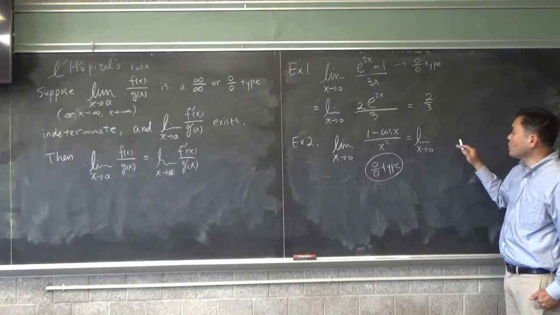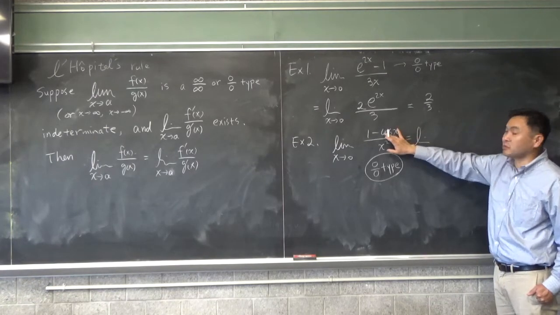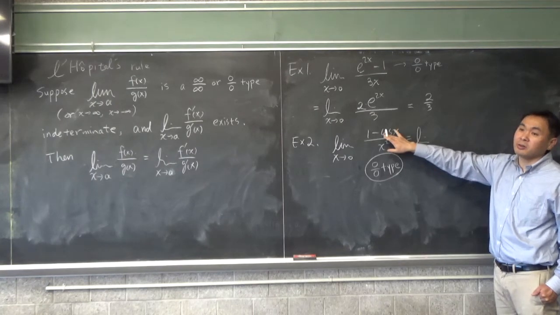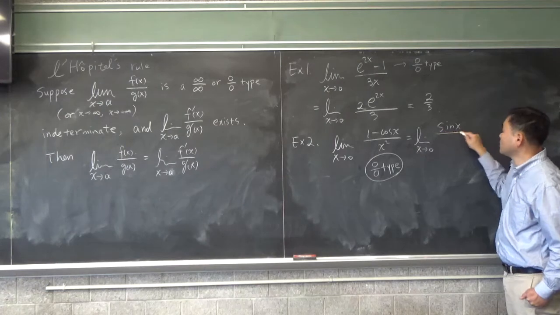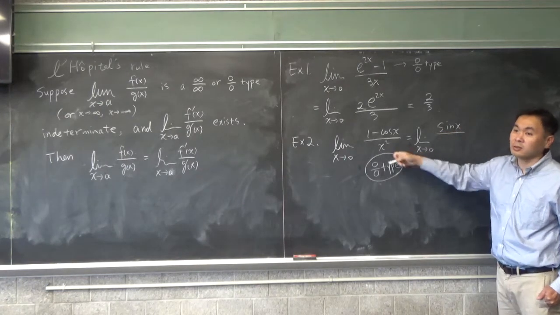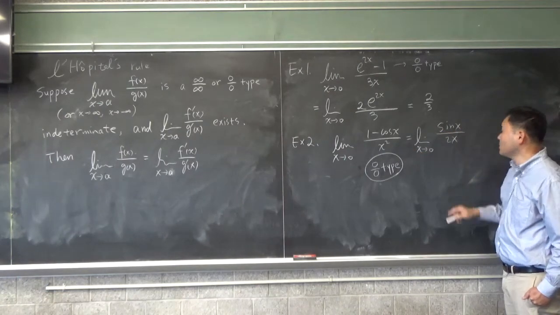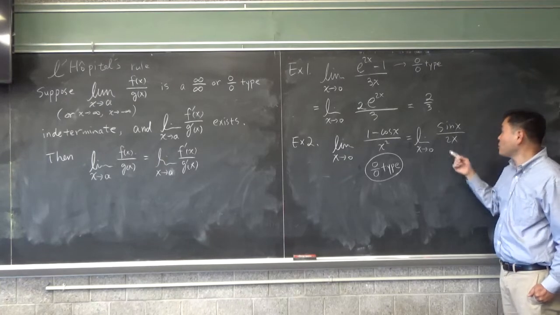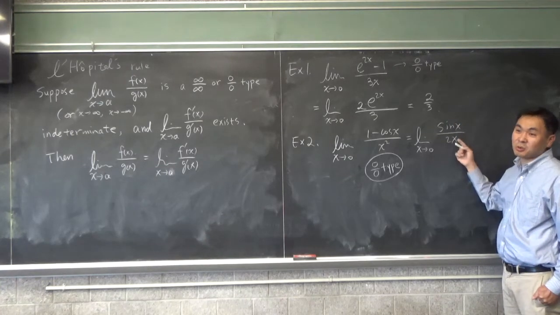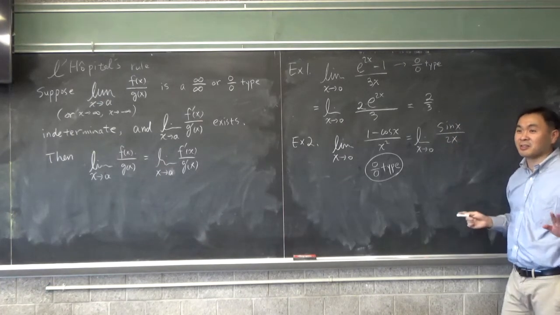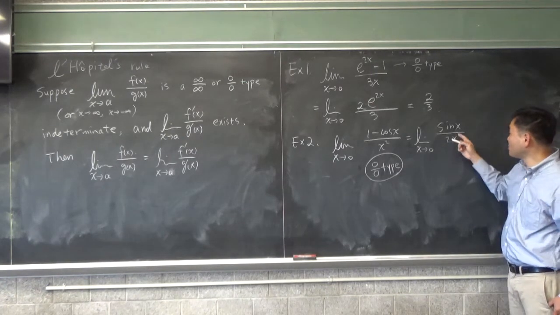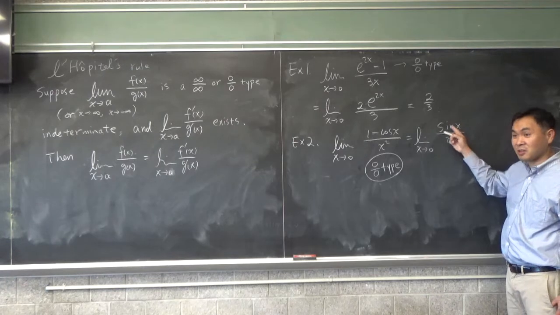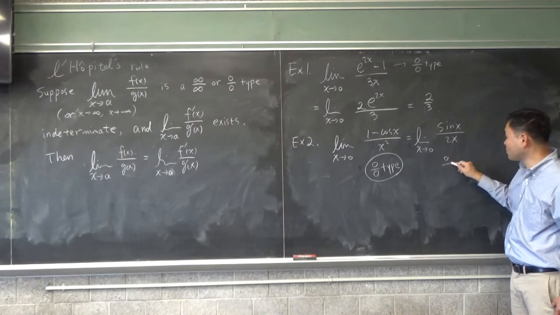Okay. So you differentiate the top. Cosine differentiates to negative sine, negative negative sine, so it'll be positive sine x over 2x. Now you can at this point use the fact that sine x over x goes to 1, but let's say you forgot that. Then you can use L'Hopital's one more time, because this is still 0 over 0, right? Sine of 0 is 0, so this is still 0 over 0 type.